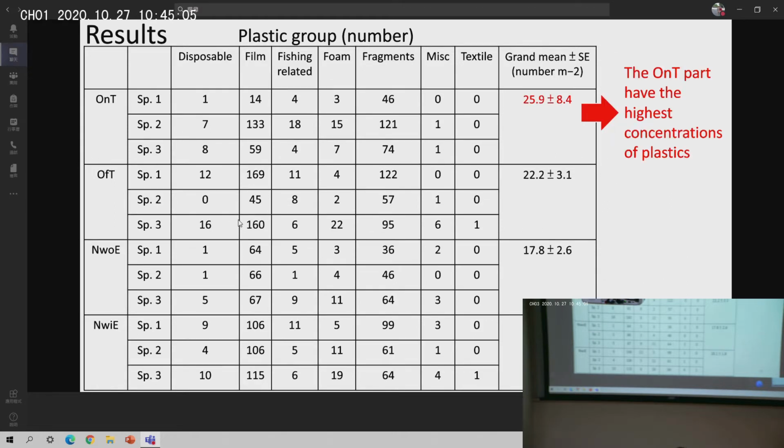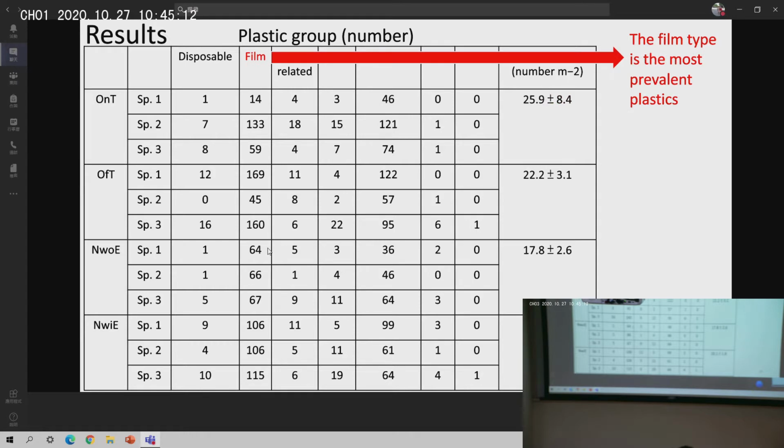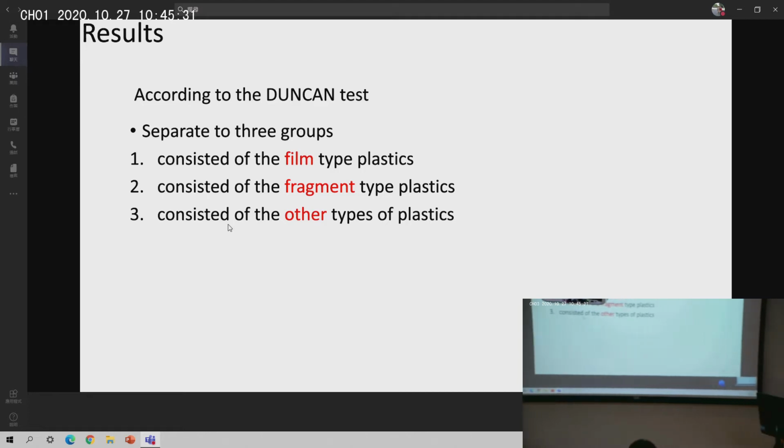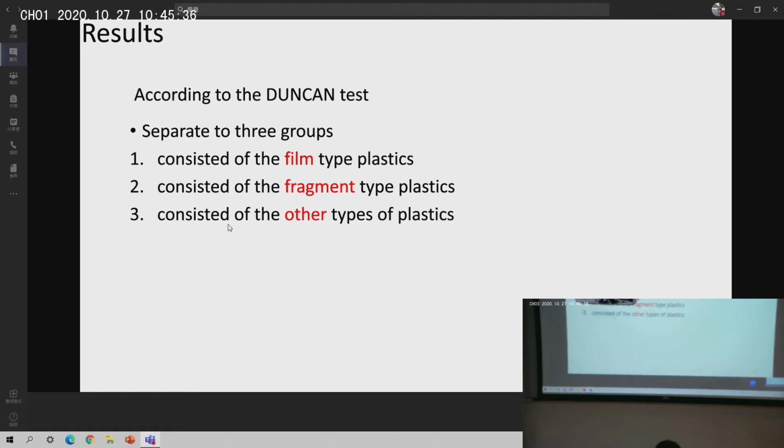You can see that the ONT part has the highest concentrations of plastics. And the film type of plastic is the most prevalent plastic in this data. The next result is according to the Duncan test. We separate the plastics into 3 groups. The first group consists of the film type plastics, the second group consists of fragment type plastic, and the last group consists of the other types.